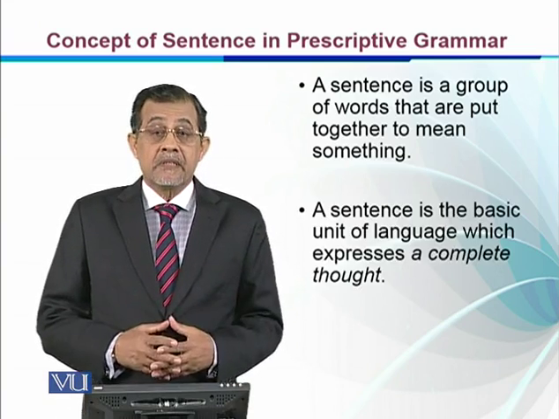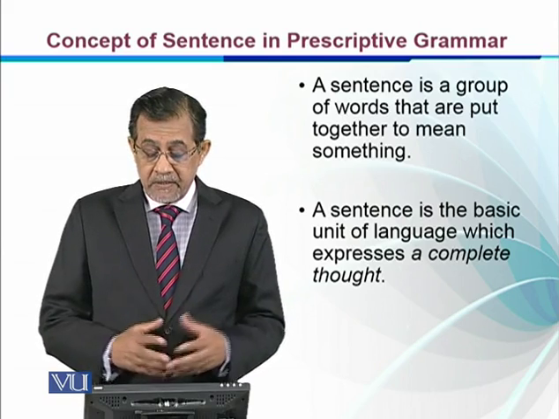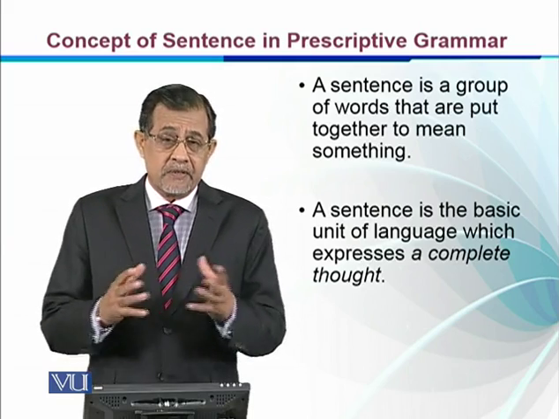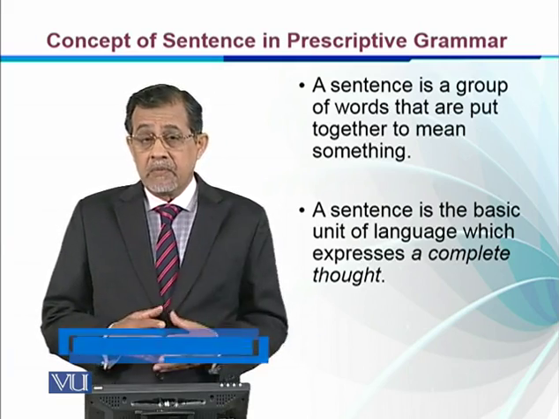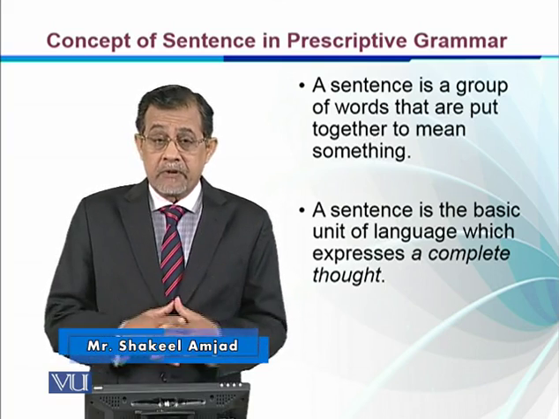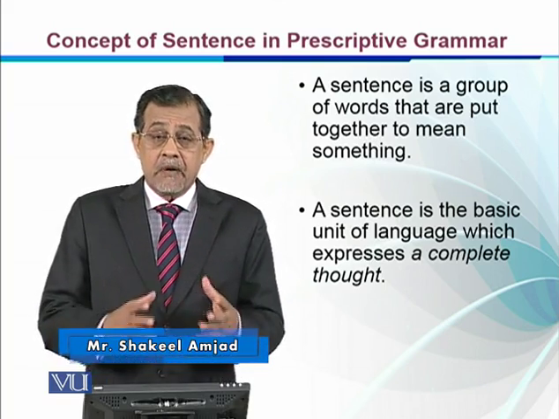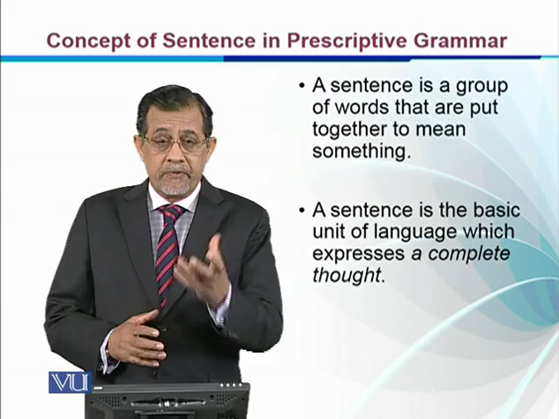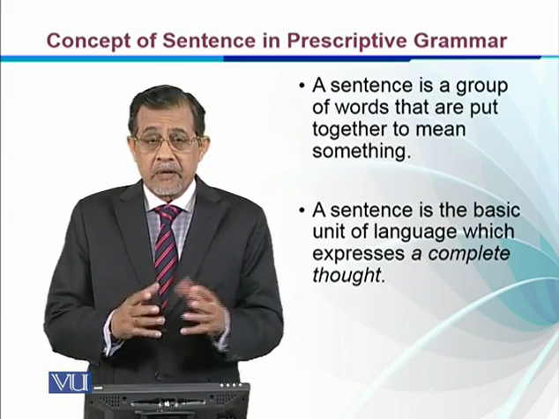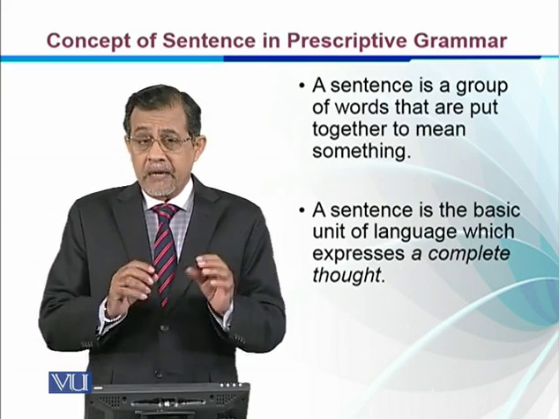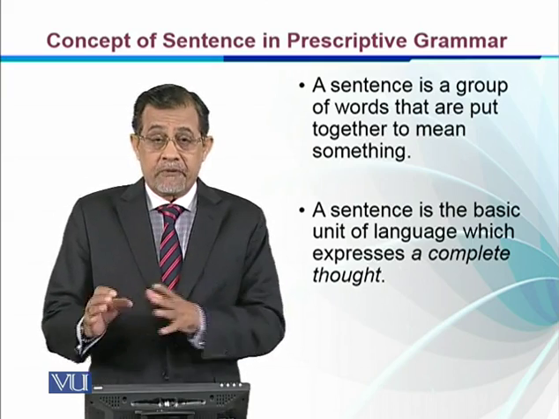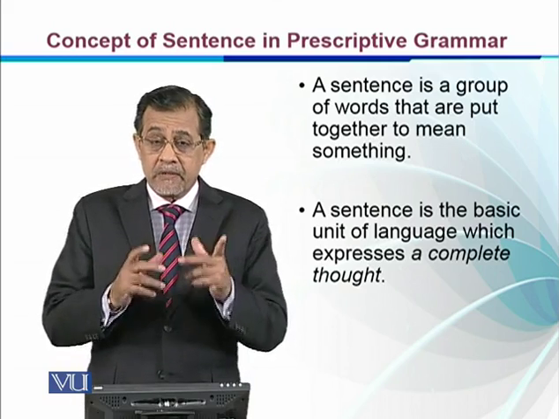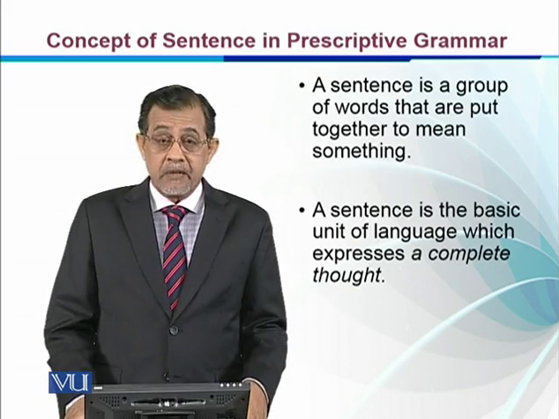Another example: a sentence is the basic unit of language which expresses a complete thought. The grammarians say that there are more than 200 definitions of a sentence. So this is a very common definition. You ask somebody and they would say a group of words that expresses a complete thought. The most important phrase in this definition of the sentence is a complete thought. So let's see what a complete thought is.